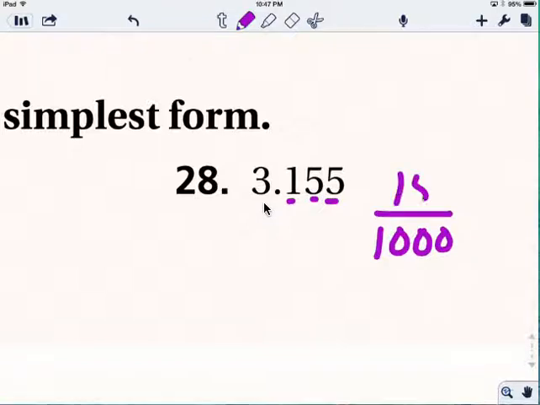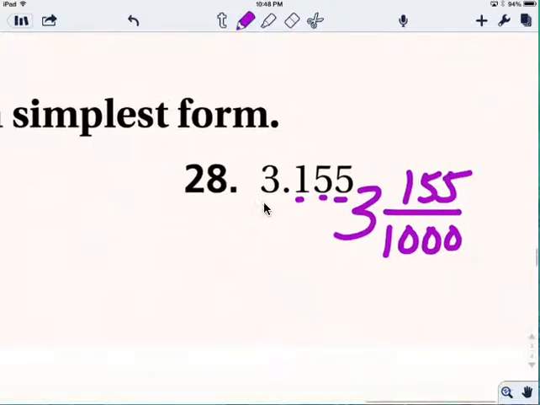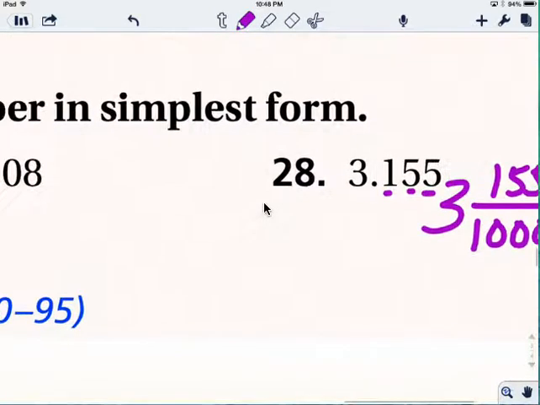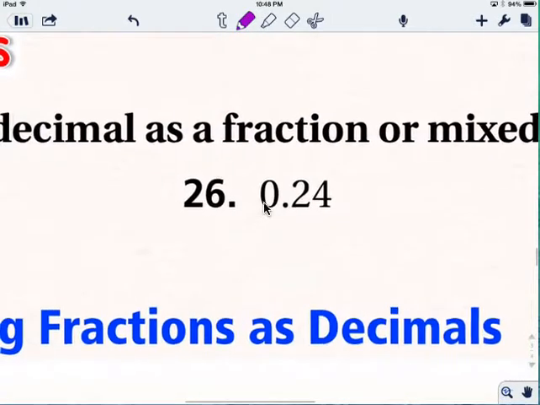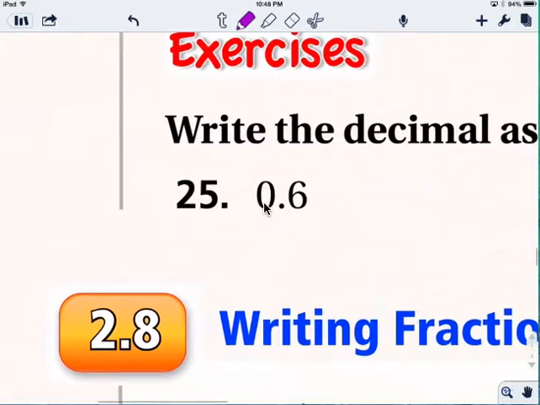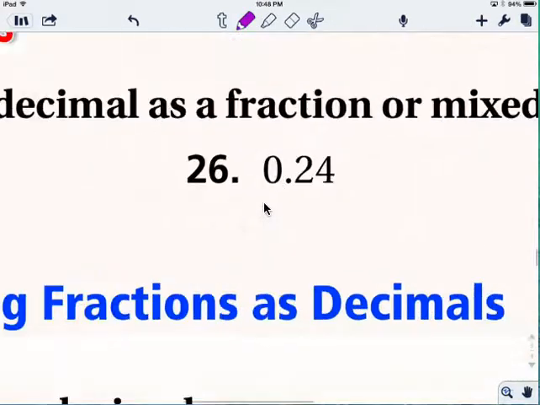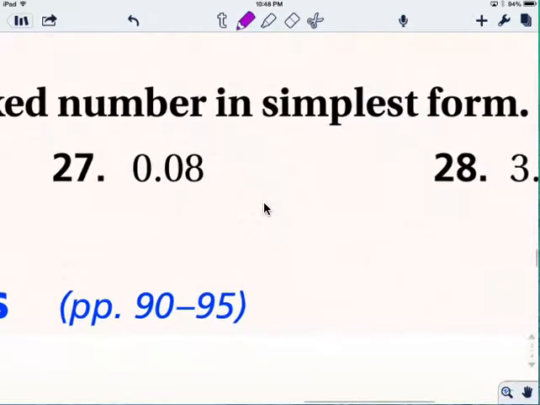That's 155 thousandths. Not only is it 155 thousandths, but don't forget, it's 3 and 155 thousandths. So the key to writing a decimal as a fraction is to write it as you would read it. This is 3 and 155 thousandths. We're going to come back to that. This is 8 hundredths. This is 24 hundredths. And that's 6 tenths. So you would write the fractions as you would read them and then simplify it.